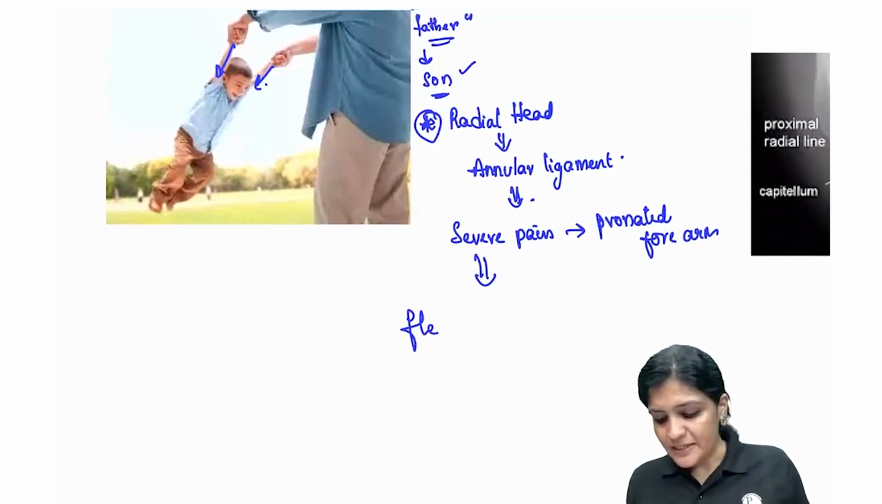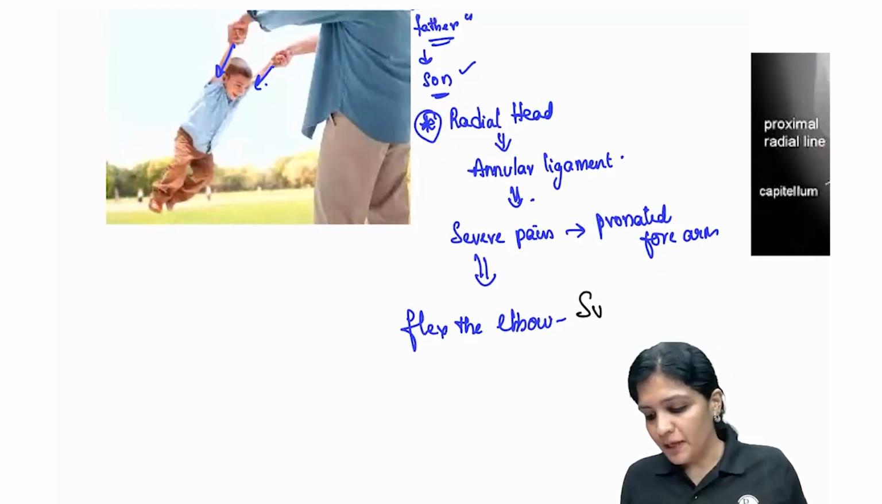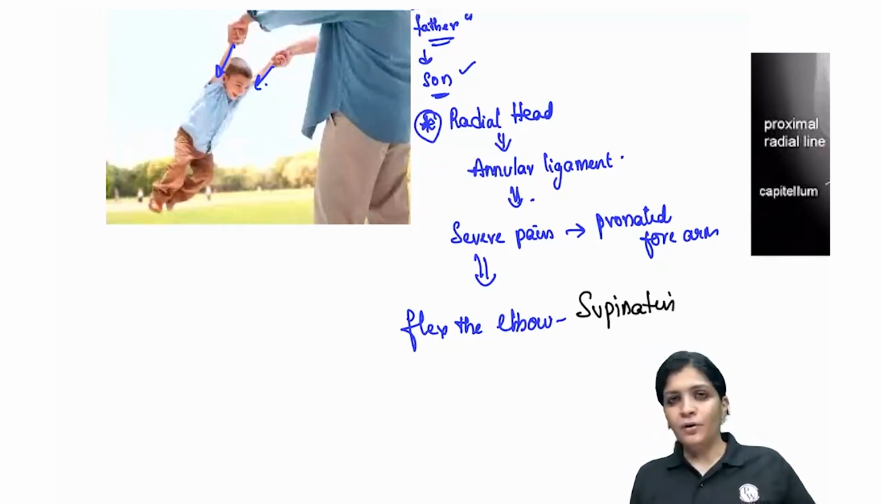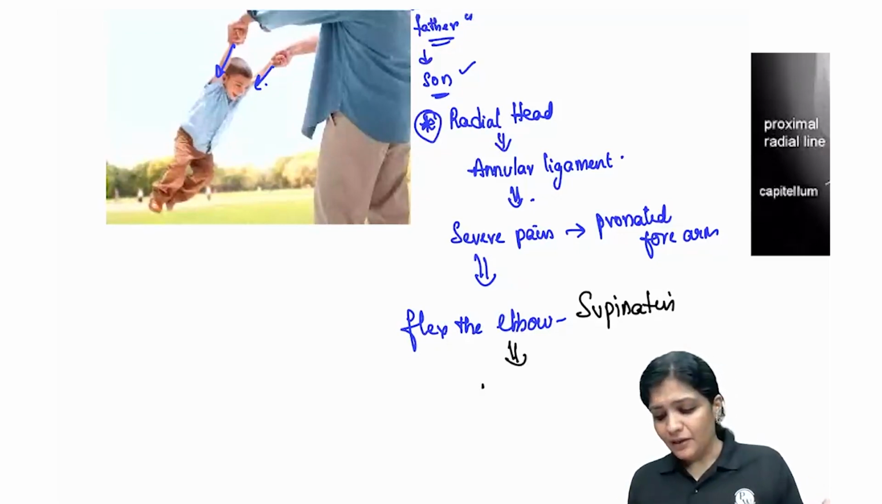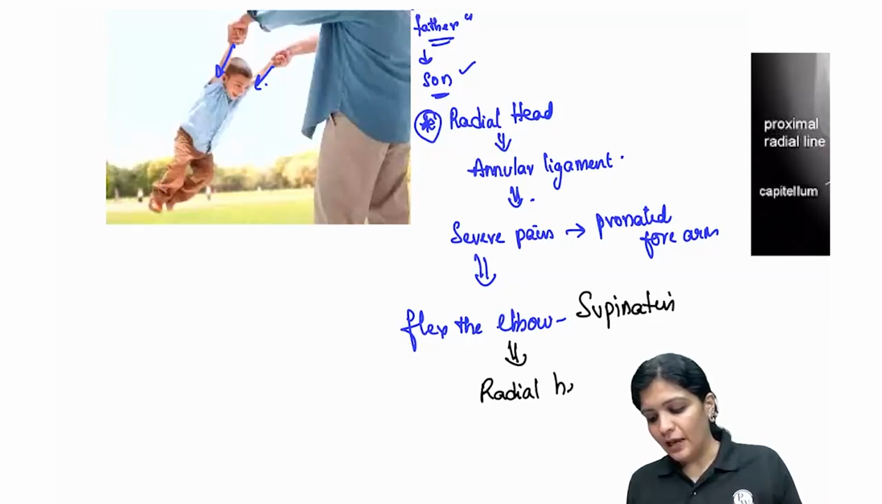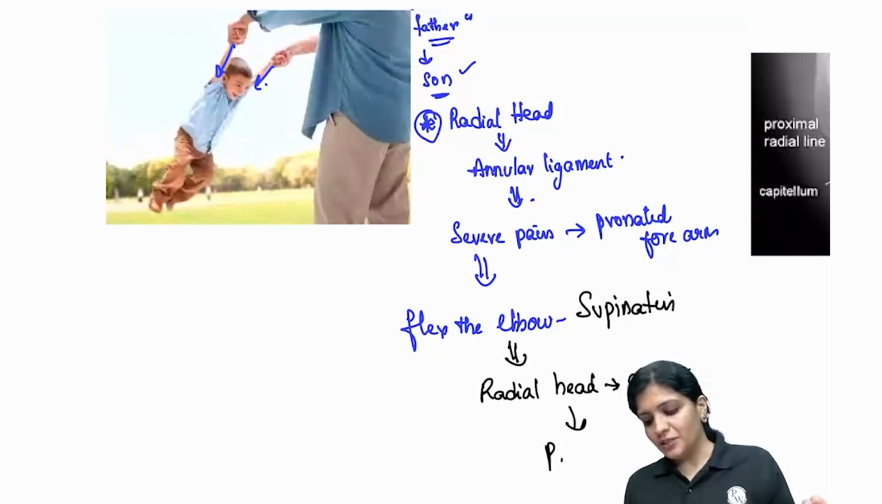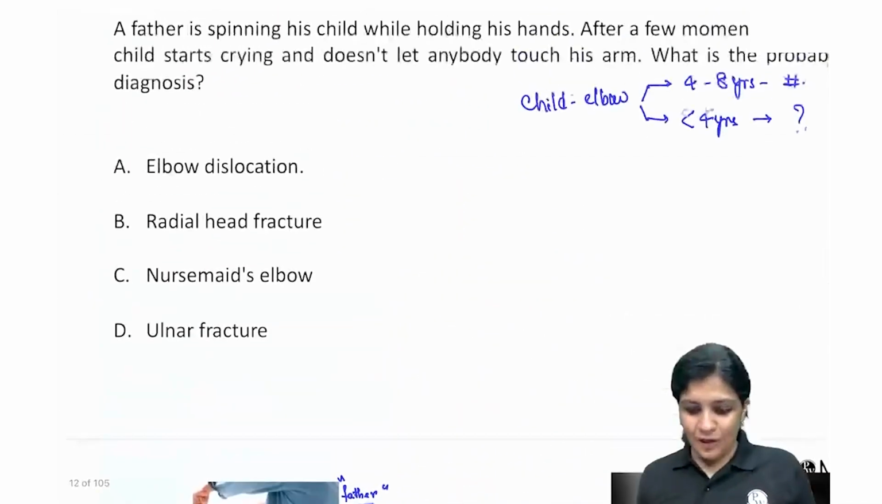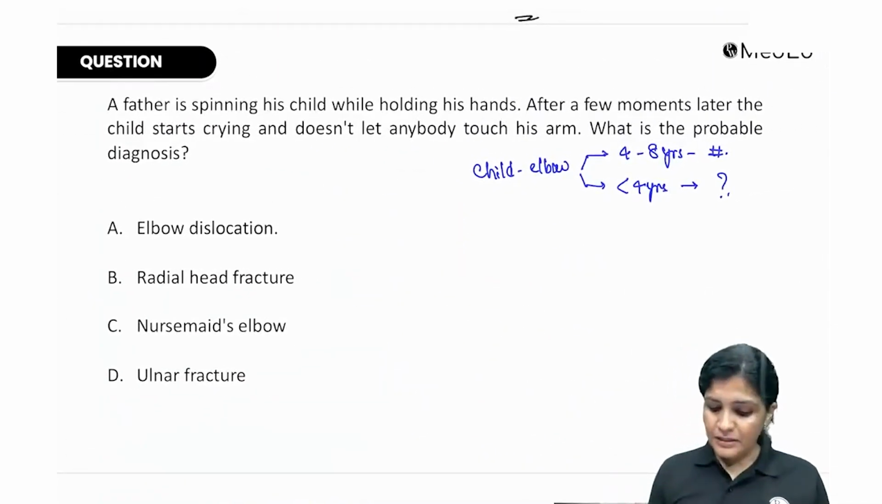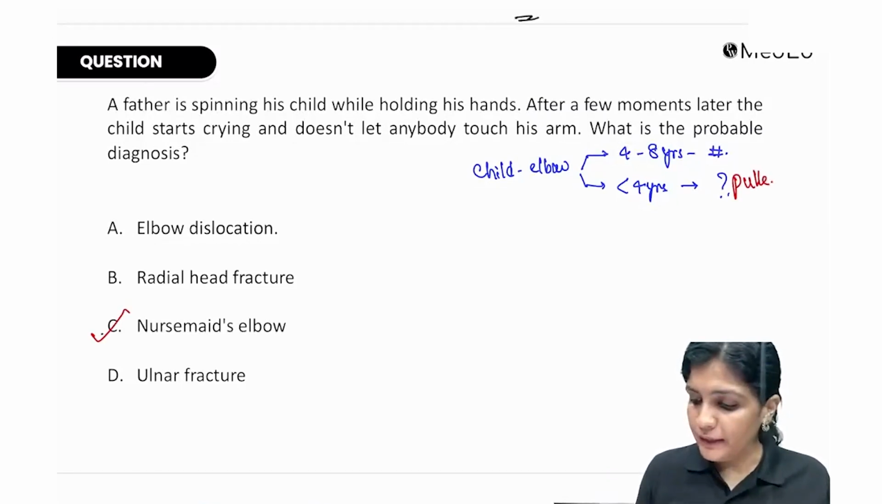You have to do it immediately. What you do? You flex the elbow and then you do this magic. This is called the supination. So flex the elbow and then supinate it completely. Full supination. What will happen? Now the radial head will come and sit into your annular ligament. The radial head will sit in the annular ligament and immediately the patient will smile. So once the baby is smiling, that means a reduction has happened and now the baby is happy. So this classical scenario which you have to remember is the nursemaid's elbow. This is called the nursemaid's elbow or the pulled elbow.